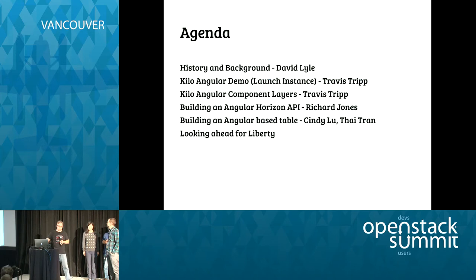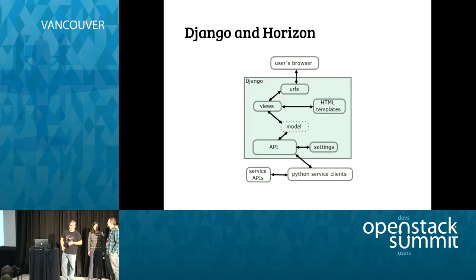So we'll skip the agenda. As we all probably know, Horizon's a Django application with some slight differences in the fact that we don't actually use the database on the server. And so we generate our model layer by going through the Python service clients to the actual service APIs.